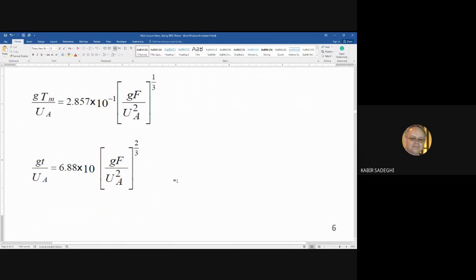For the second formula, we calculate TM, and from the last one, we calculate wind duration. You see that when we calculate wind duration, lowercase t, we implement F. But in the previous case, when we had non-deep water, we implemented capital T, period, and we found small t, or wind duration.